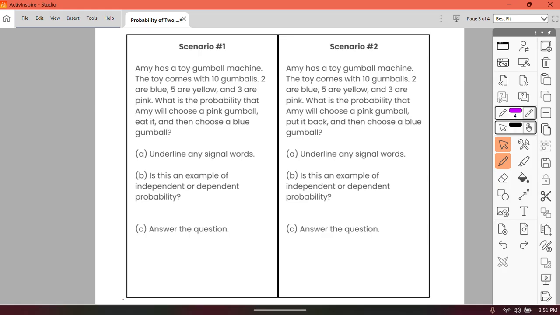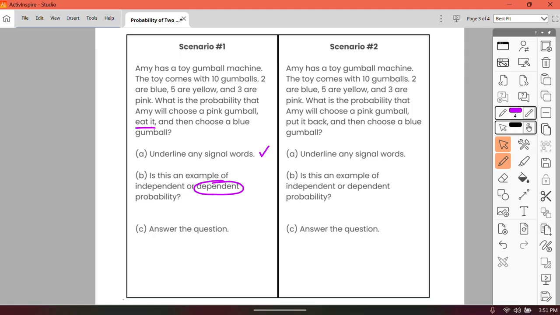So the one on the left says Amy has a toy gumball machine. The toy comes with 10 gumballs. 2 are blue, 5 are yellow, and 3 are pink. What is the probability that Amy will choose a pink gumball, eat it, and then choose a blue gumball? So I underlined my signal words. And because Amy is eating it, I know that this is dependent.